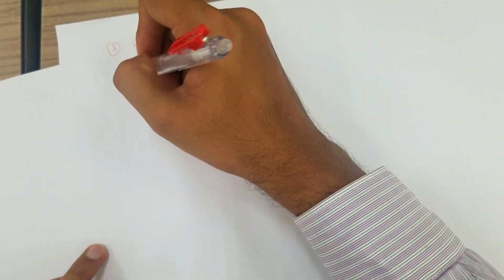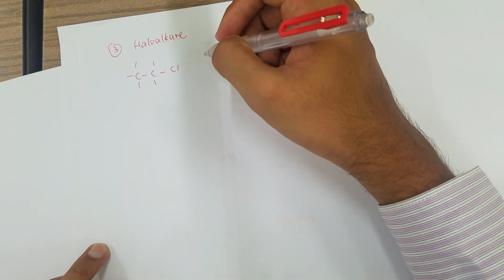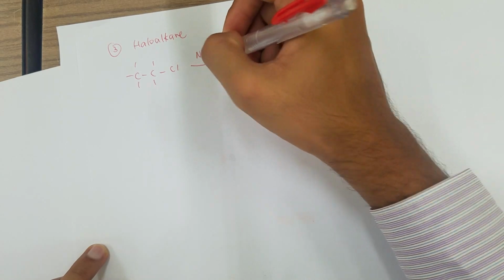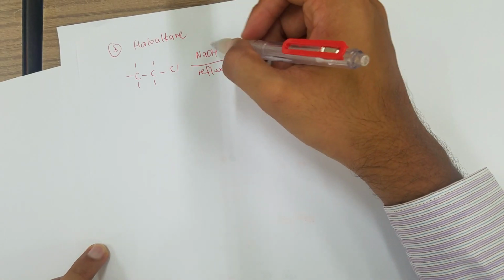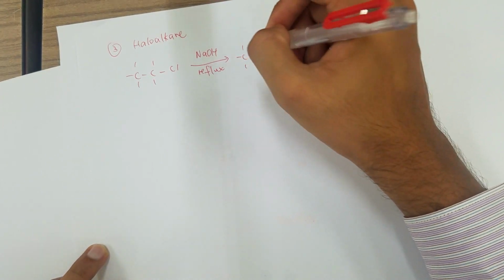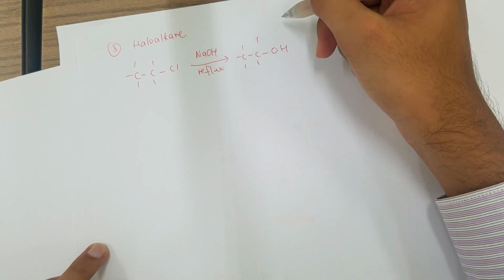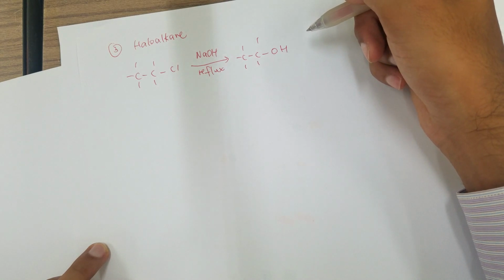Now for haloalkane, there's only one. For example, if I have a Cl attached to this ethane, all right. If I have NaOH and reflux, what happens is that the Cl will be replaced with the OH. All right, it's a very common one. So I will have an alcohol instead. So this is a substitution reaction, and there's only one for haloalkane.